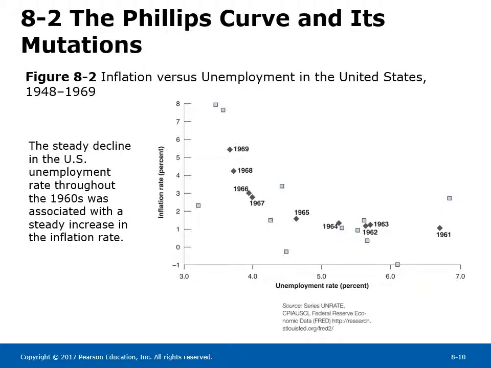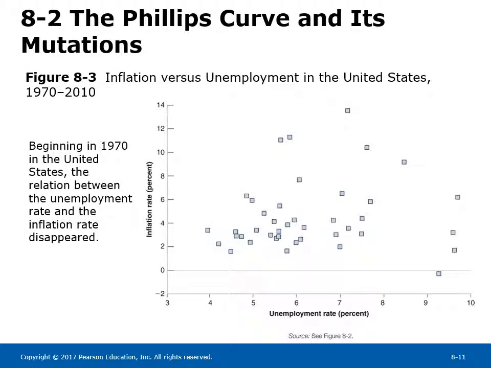Figure 8-2 shows the negative relation between inflation and unemployment that was observed in the United States from 1948 to 1969. The steady decline in the U.S. unemployment rate throughout the 1960s was associated with a steady increase in the inflation rate.